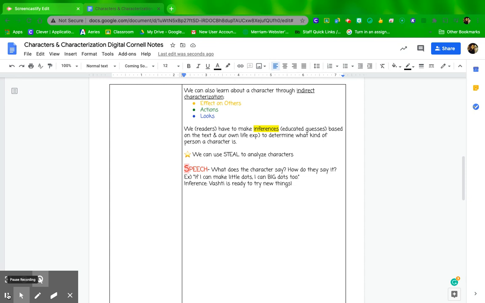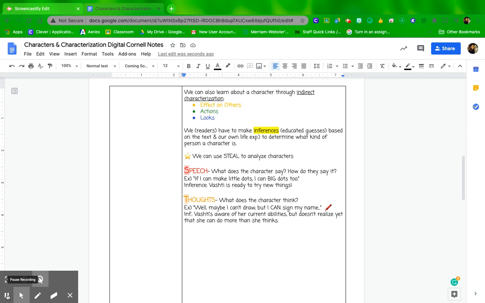The S in STEAL stands for speech. What does the character say? How do they say it? For example, using The Dot, Vashti says, "If I can make little dots, I can make big dots too." So from that piece of speech, we can infer that Vashti is ready to try new things.